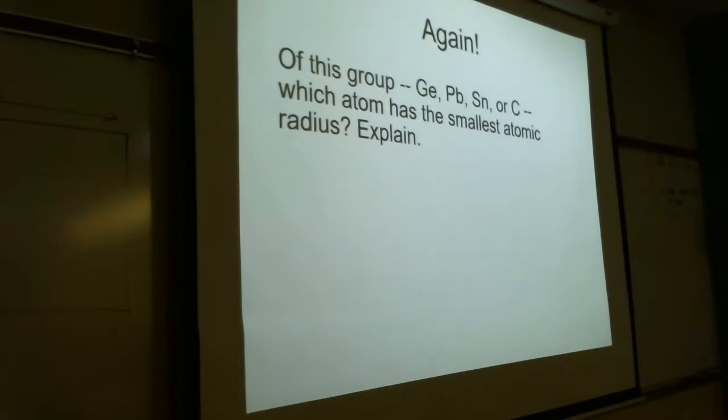Apply your periodic trend here. Who's the smallest? What is the periodic trend? Let's first establish that. Going down a group, what happens to radius? It increases. So who's going to be the biggest? Right, lead's going to be the biggest. Right, increasing down a period, down a group.